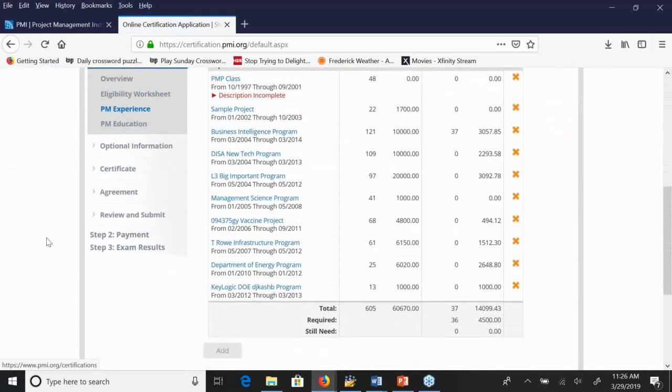Now, you'll notice I've got a whole host of things in here, a whole bunch of them. But I want to go in and let's see. Which one shall I use? I think I'll use the business intelligence program. Yeah, let's go there.